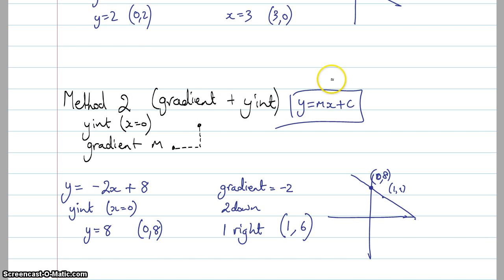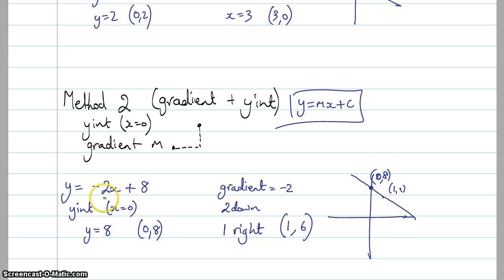For this method, you must have the equation or the rule in this format, y equals mx plus c. If it's not in this format, then what I'm about to do won't work. So basically we're asking for the y-intercept, which we've looked at before when x is 0, and the gradient, which is m, and that's the rise and the run. For example, my first question is y equals negative 2x plus 8.